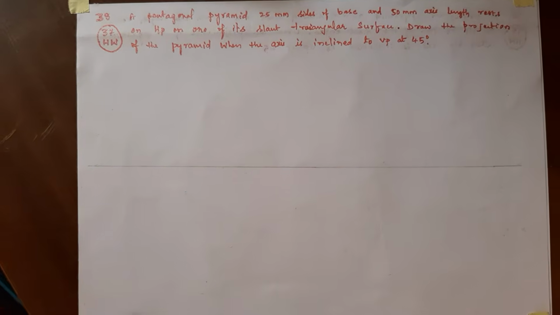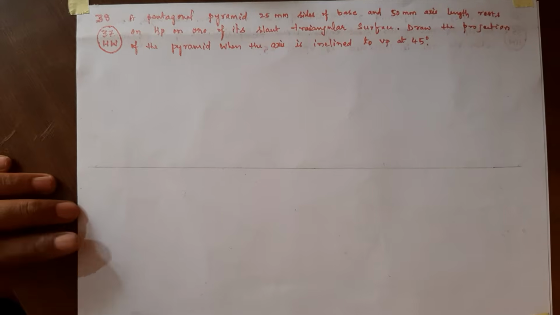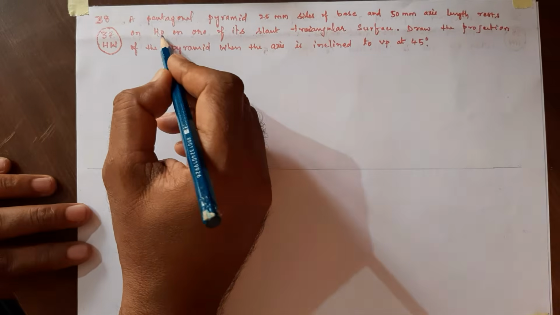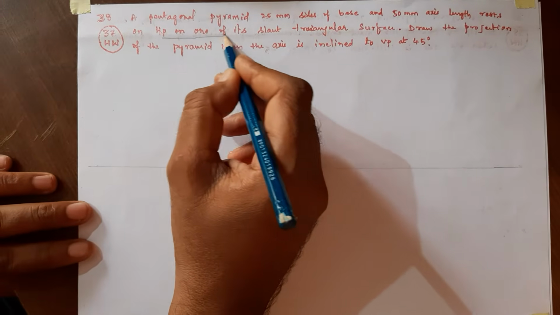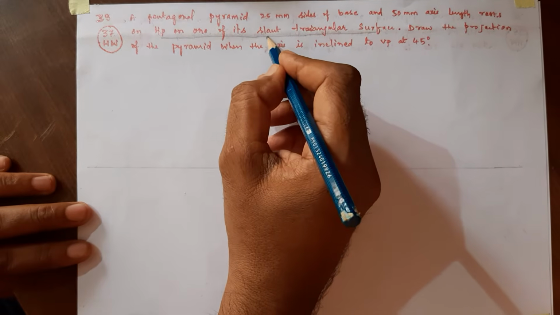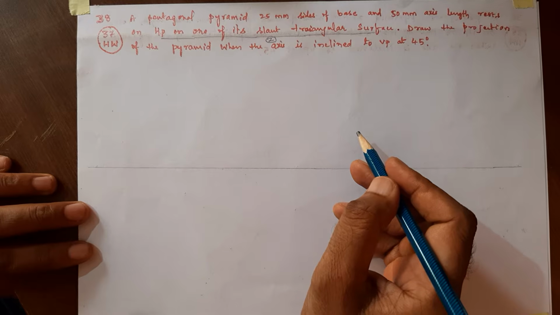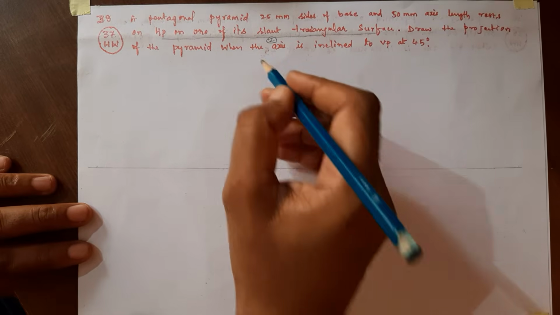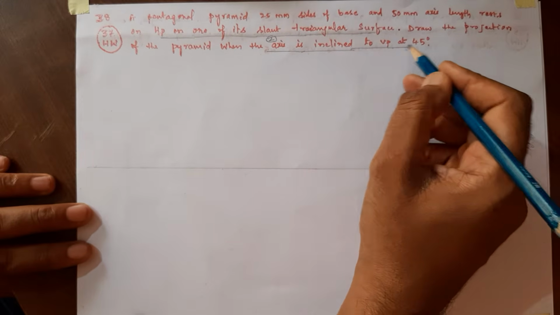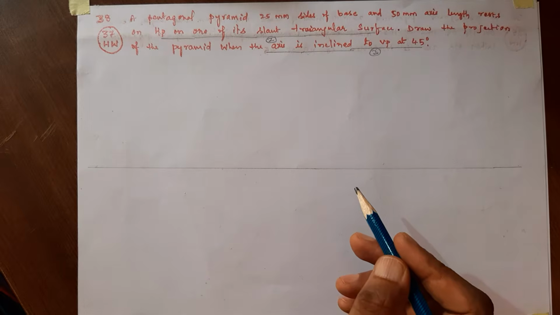Today we shall discuss the pentagonal pyramid. 25 mm sides of base and 50 mm axis length rest on HP on one of its slant triangular surface. So this is note 2 related to position 2. So draw the projection of the pyramid when the axis is inclined to VP at 45 degree. It is note 3 related to position 3.